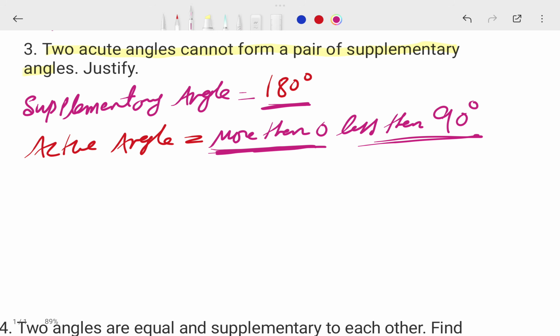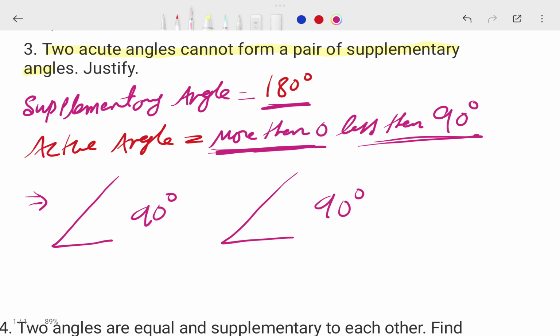Now, two acute angles have a sum less than 180, so they cannot be supplementary. So two acute angles cannot form a pair of supplementary angles. Right, here is the answer. What should we write as the answer? If you make any angle now, it will be less than 90 only. If you make another angle, it should also be 89. 89 and 89 is only going to be 178. Then after that there is no possibility.